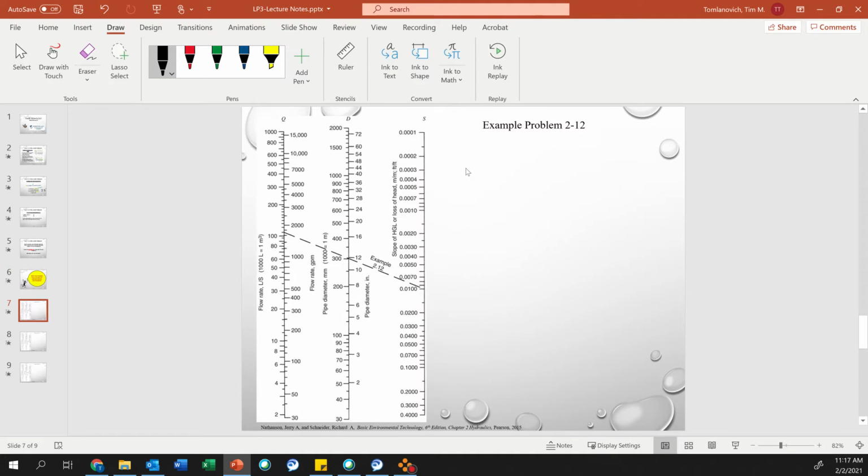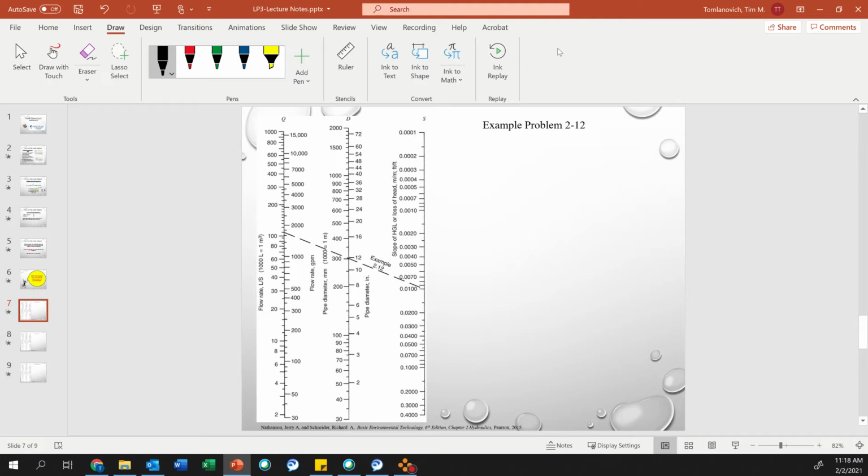Okay, so example 212. I am on page 34. I'll read the problem out loud. A 12-inch diameter pipe carries water with a head loss of 10 feet per 1,000 feet of pipeline. Determine the flow rate in the pipe using the nomograph in figure 215. Check the solution using equation 2.9. Okay, so we're going to do both.